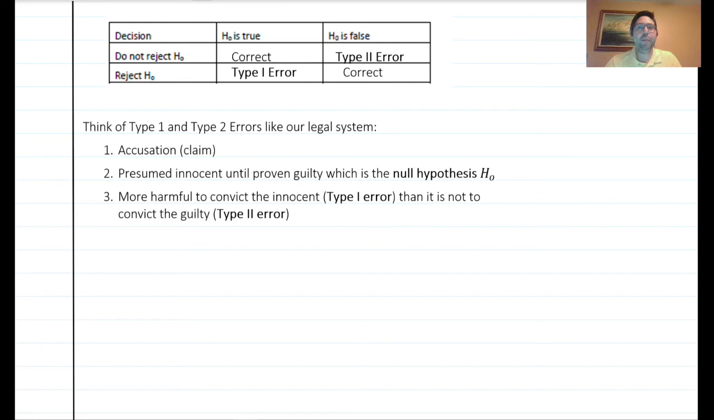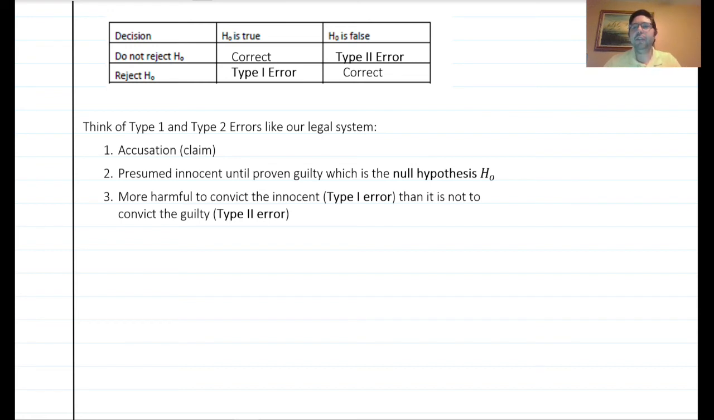That's pretty harmful to that person. The person didn't do anything, and they get convicted. That happens in our legal system quite a bit until they get proven innocent by DNA testing, right? In the case of not convicting the guilty, that's a type 2 error. So someone is guilty, and you fail to convict them. That's not as harmful as convicting an innocent person, right? It's still pretty bad, but it's not as bad, because you can get evidence later on and then convict them, as long as you get another charge.